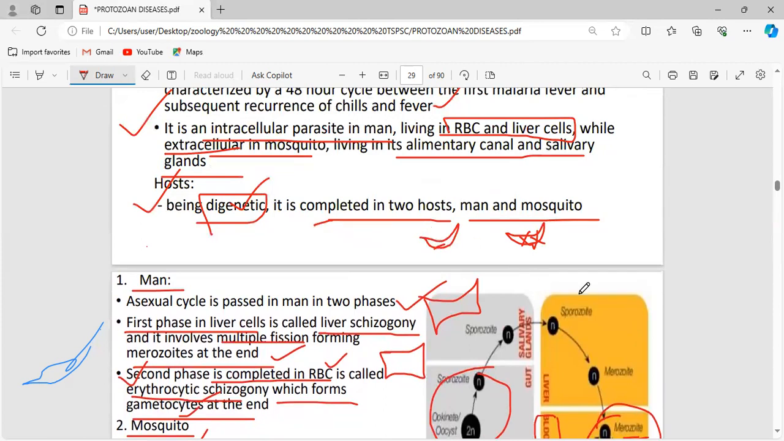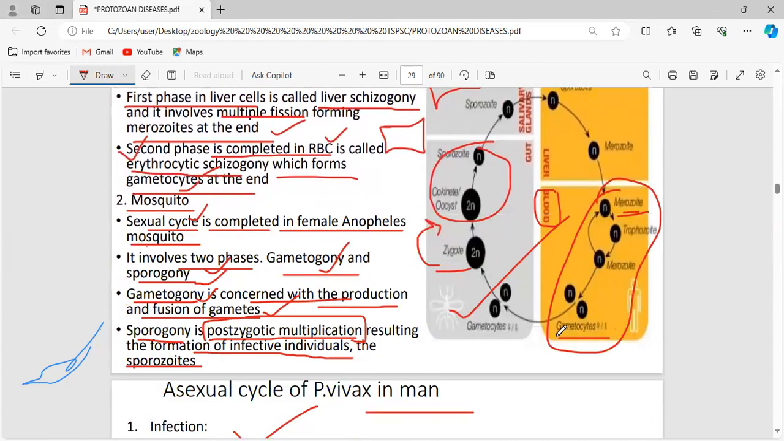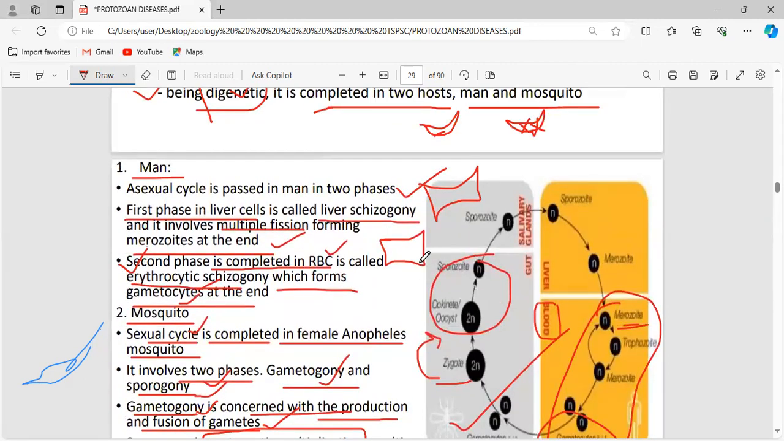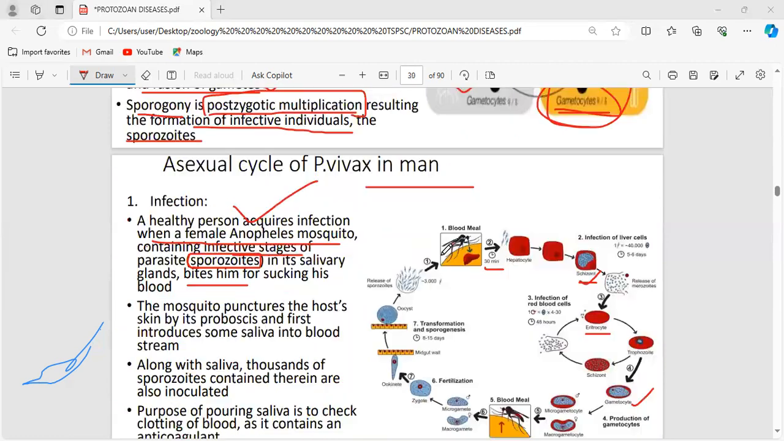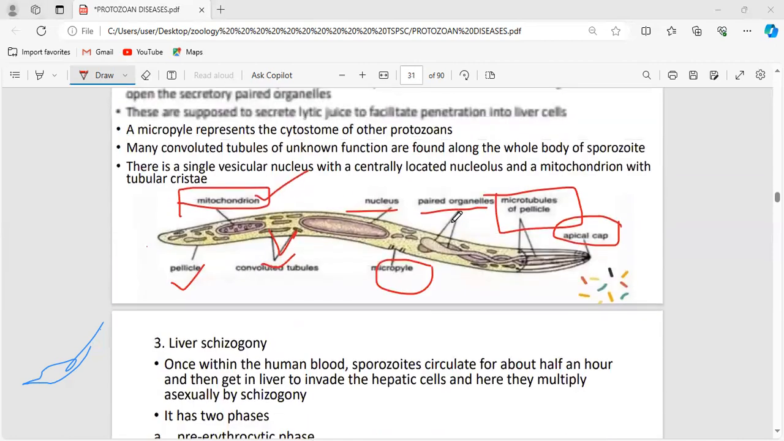Then how can the malaria parasite convert into gametocytes? That cannot be possible. So the parasite will be destroyed. So if a person has sickle cell anemia, he can't be affected with malaria. Okay, this can also be asked in the question.